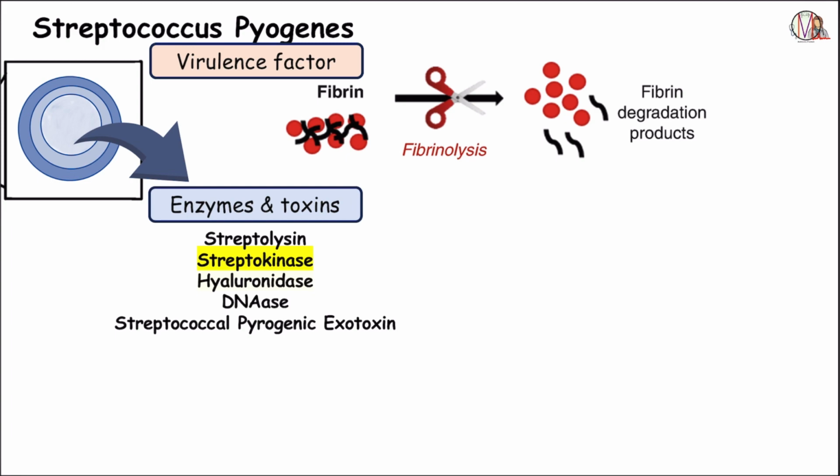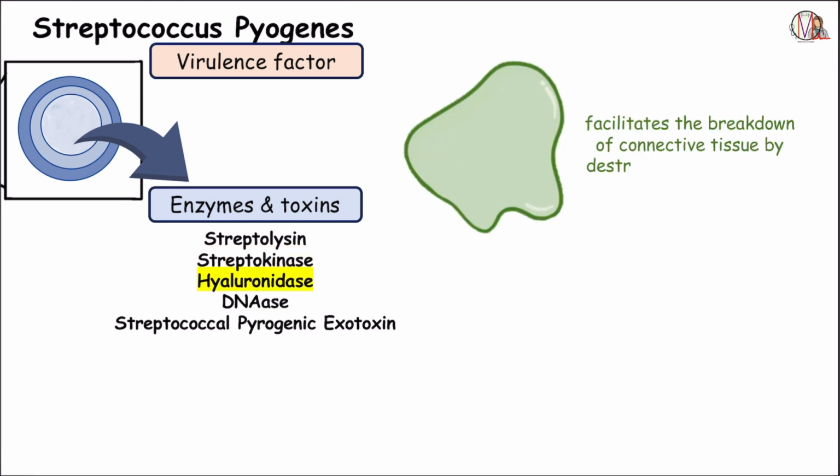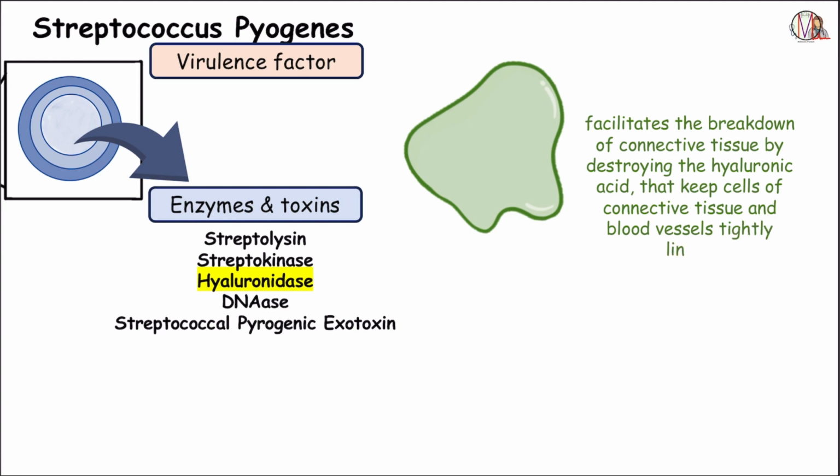Next is hyaluronidase, another notable enzyme that aids in the breakdown of connective tissue. Its role involves the degradation of hyaluronic acid, a crucial component that maintains the tight linkage between our cells of connective tissue and blood vessels.